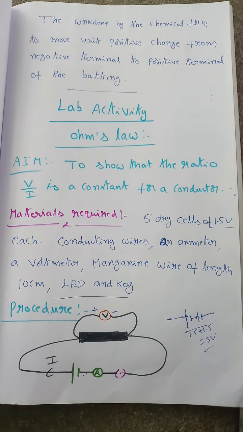Whatever the current flows, when we close the plug key, current flows in the circuit. Whatever the current flows in the circuit, the same current flows in the ammeter. On the ammeter, we can observe a pointer that shows the flow of current through the ammeter, and that is the flow of current through the circuit, and that same current flows through the magnet wire also, because ammeter and magnet wire are in series combination. That means there is only one path, and whatever the current flows through the ammeter, that same current flows through the magnet wire also.